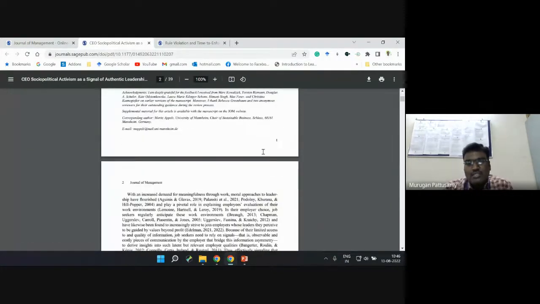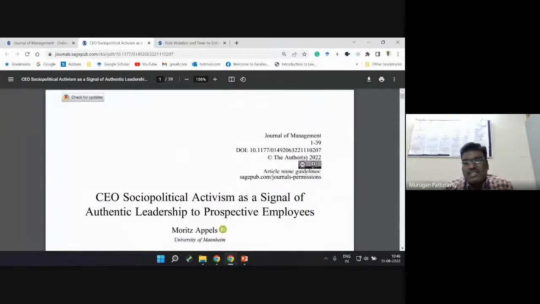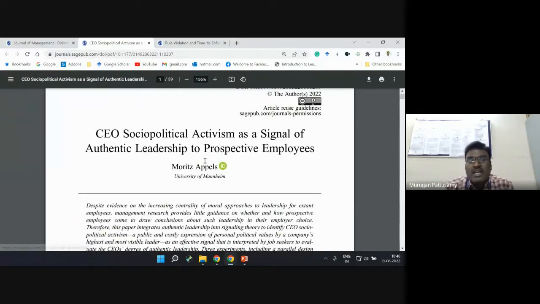Just look at the symbol here. This is the Creative Commons attribution symbol. We'll discuss what Creative Commons attribution is later. Now you can go through this paper, you can freely share it with anyone, and you can even use this article for your own classroom teaching purposes. That is very much possible. So this is referred to as open access publishing. Are you getting my point? Able to understand?